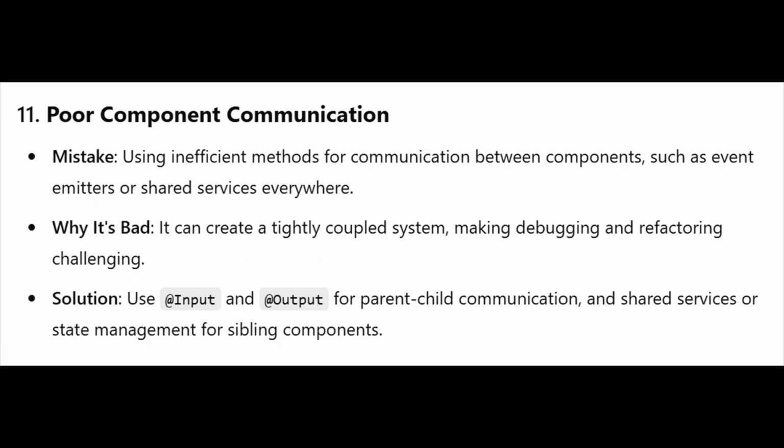11. Poor component communication. Mistake: using inefficient methods for communication between components, such as event emitters or shared services everywhere. Why it's bad? It can create a tightly coupled system, making debugging and refactoring challenging. Solution: use @Input and @Output for parent-child communication, and shared services or state management for sibling components.